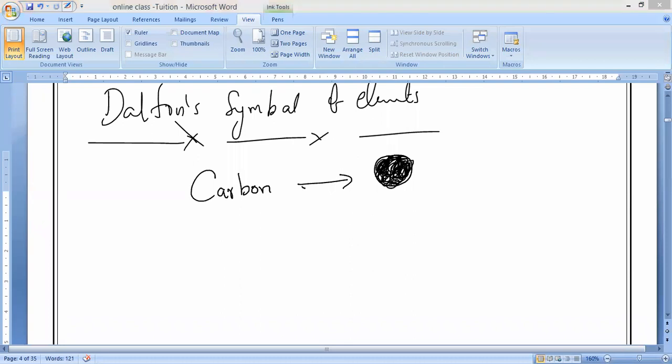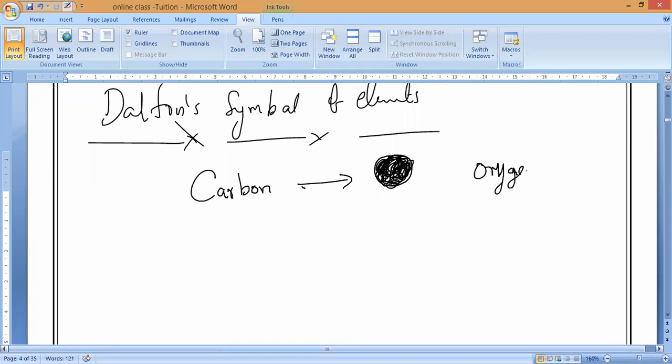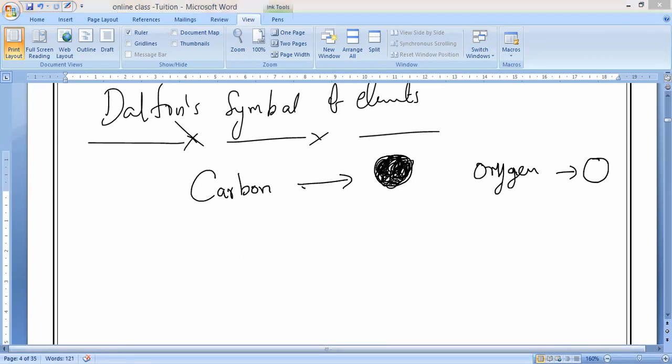Suppose we take oxygen. Carbon means completely filled. Oxygen, what will come? Only a circle will come. That's all. Like this, iodine, what will come? A circle with iodine inside. Copper, a circle with a C inside.